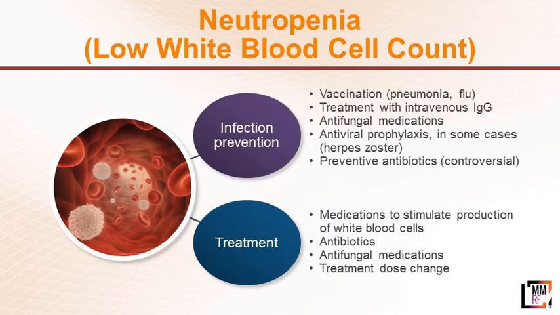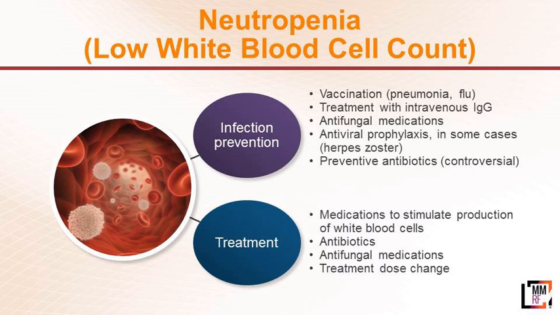So neutropenia is low white blood cell count. So the neutrophils are our first line of defense against infection. So for infection prevention, what we need to do is vaccinate. So we would require you to have the pneumonia vaccine, and we would strongly encourage the influenza vaccine. We also may recommend treatment with IVIG, which is sometimes needed in patients that are frequently hospitalized and have an IgG level that is less than 500.